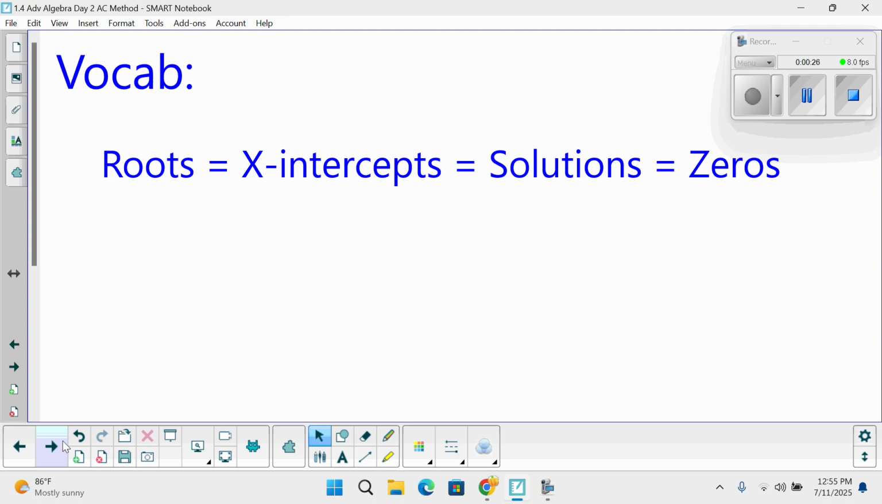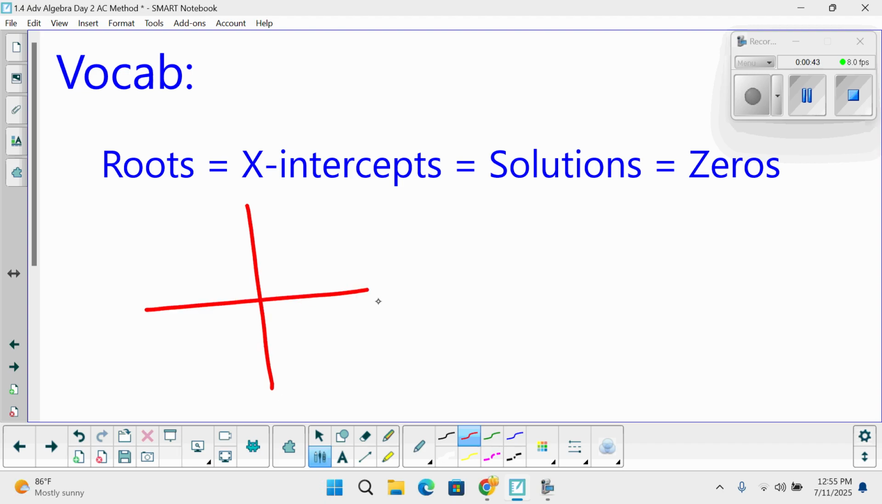All right, first things first, since we will be equation solving today, just a refresher on the vocab. If I would use the word roots or x-intercepts or solutions or zeros, those words are interchangeable and they all mean the same thing, and that is the solution point of a parabola.